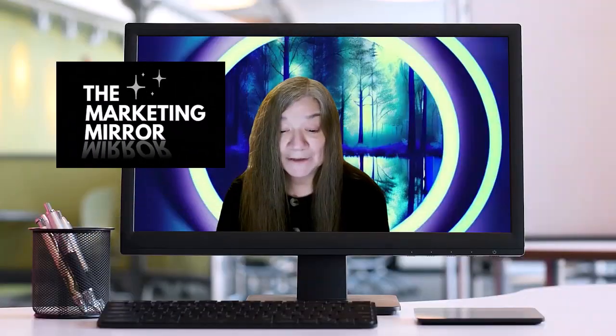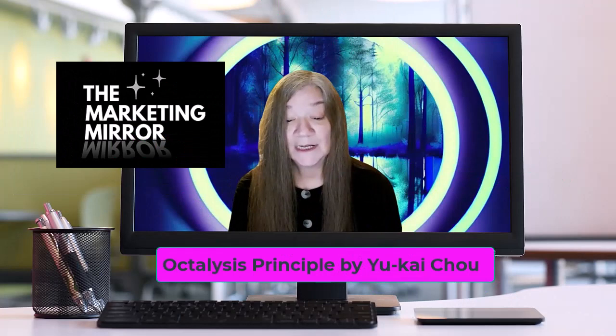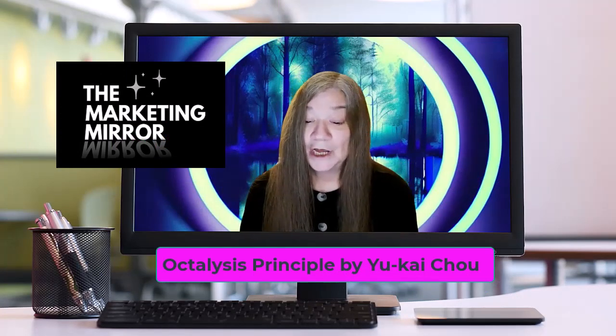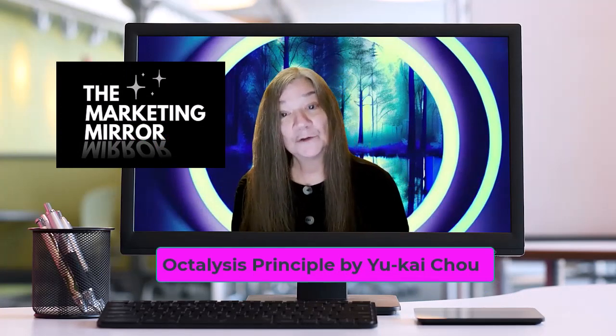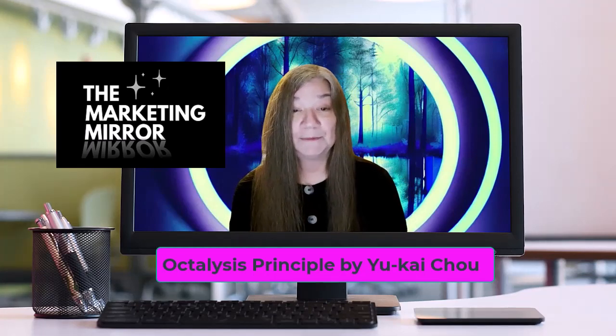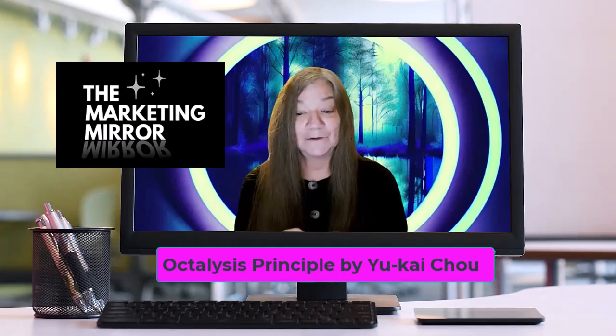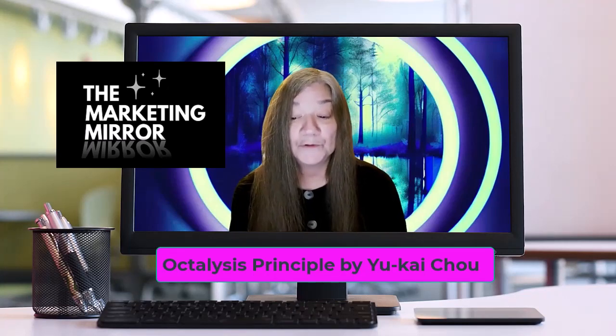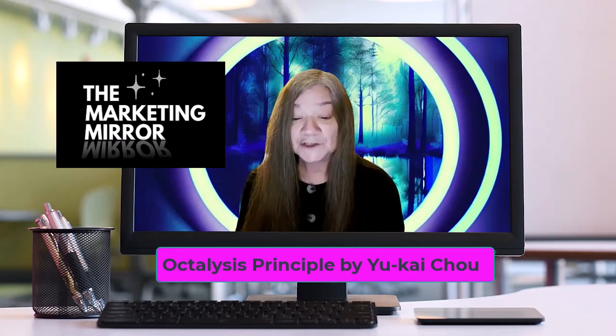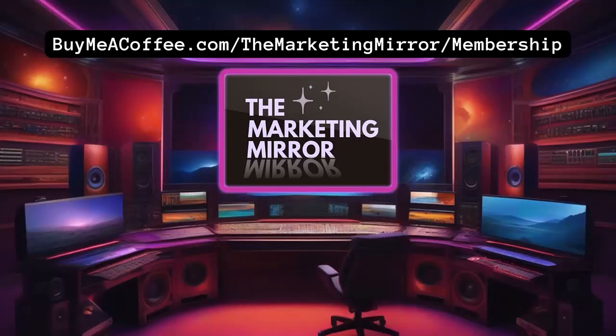What I'm talking about is Kai Chou's Octalysis Principle, which proposes that there are 8 core drives that influence human behavior and motivation. He says that without tickling one of these 8 areas that motivate a person to take action, then they won't.